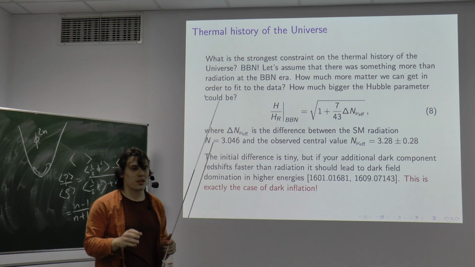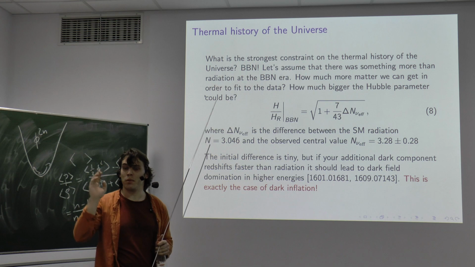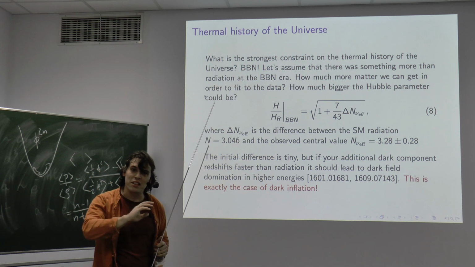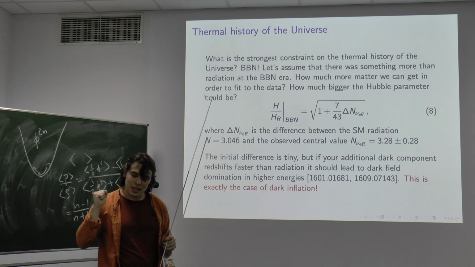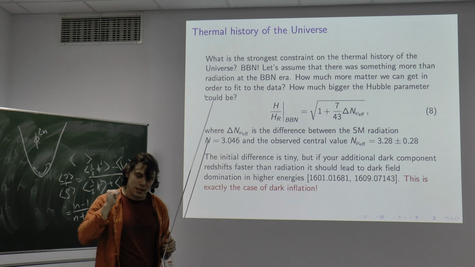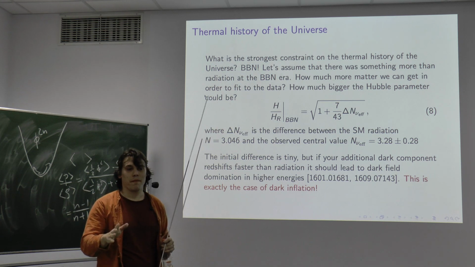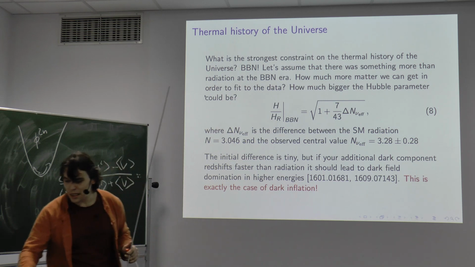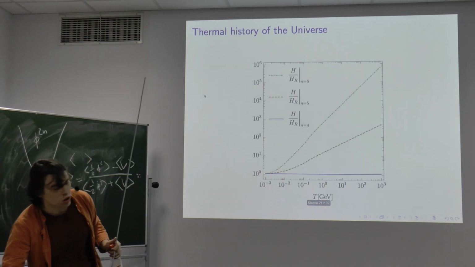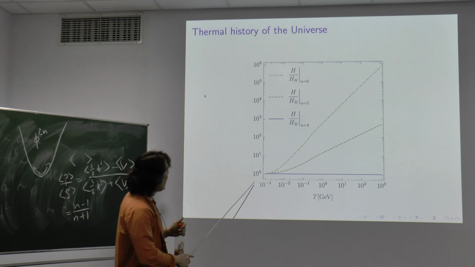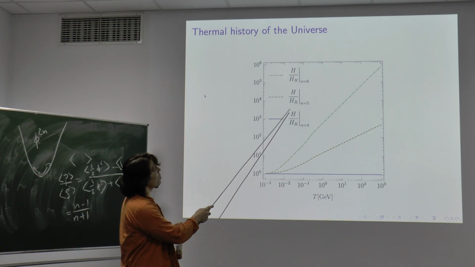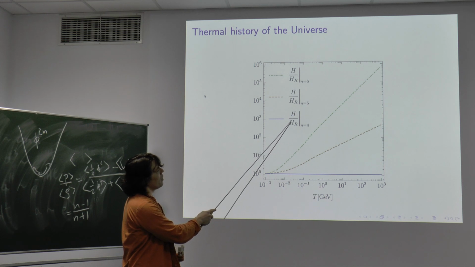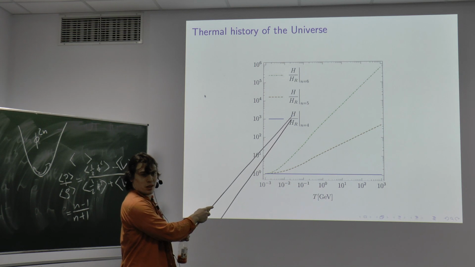Let's say that there was some tiny bit of extra matter at BBN, which contributed a tiny fraction of a percent of the total energy density of the universe. But let's say that this extra field was redshifting very quickly. So if you go back in time, your tiny contribution starts to dominate the whole universe. So here we plot the Hubble parameter divided by the Hubble parameter for radiation only.